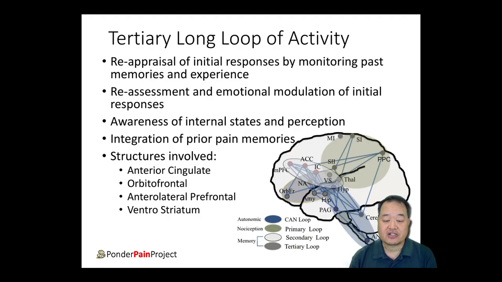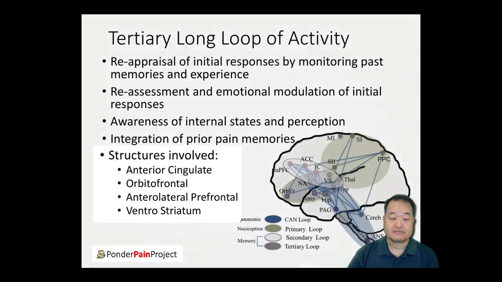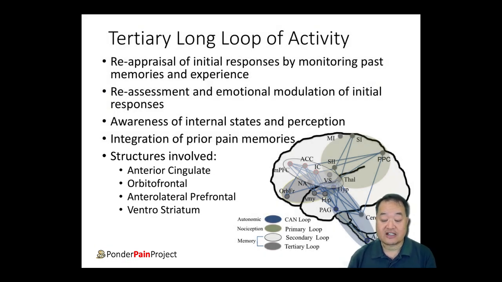It takes into consideration our internal states, such as proprioception, interoception, and our perceptions, the visions that we see, the sounds that we hear. So it's really integrating our environment with our past experience and helps modulate our current responses. It's really responsible for the integration of prior past memory experiences, which is really important as we start to take a look at chronic pain. The structures involved here are the anterior cingulate cortex, the orbital frontal cortex, the anterior lateral prefrontal cortex, and the ventral striatum. And this loop is classified in the gray.